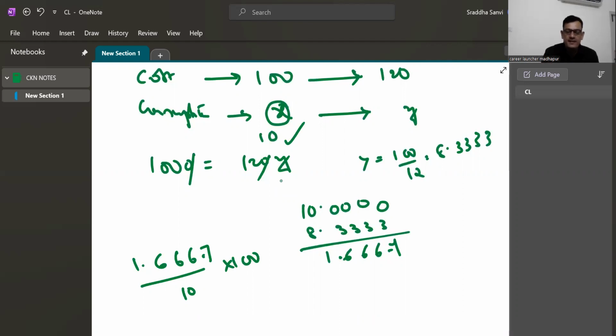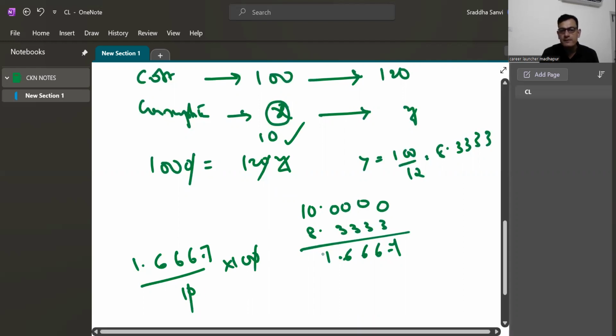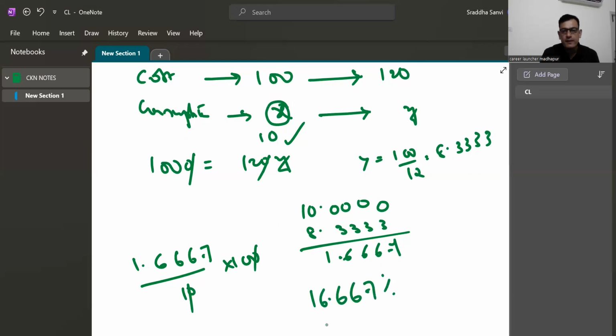So always for the percentage change, whether it's an increment or a decrease, you always take the base as the last value. My last consumption is 10, that's why I'll take it as the base. So 1.6667 upon 10 into 100. When I simplify the expression, my answer is 16.6667 percent.